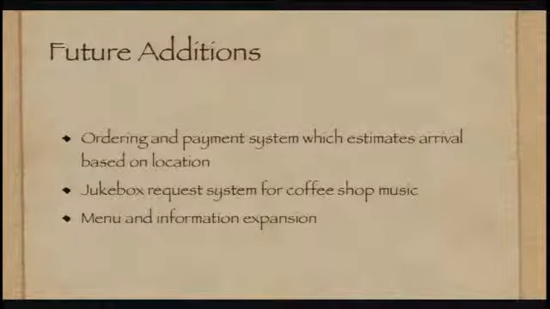Some future additions are maybe an online ordering and payment system that estimates your arrival time, so your coffee's ready when you get there. Another thing is a jukebox request system. So they have a playlist running, and you can browse the songs and request songs while you're sitting there. But yeah, obviously that takes more server stuff, so that will probably be phase 2. So since I have a little more time, I'll give a demonstration.